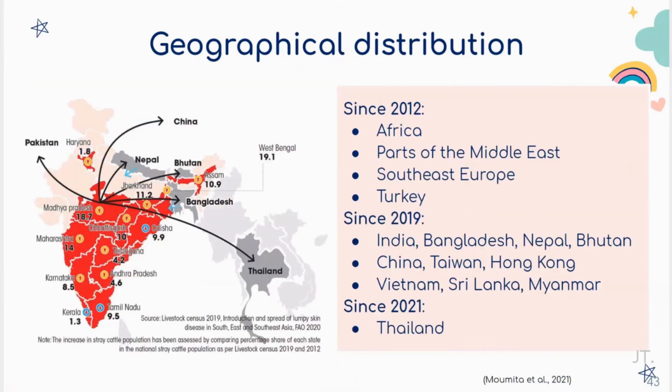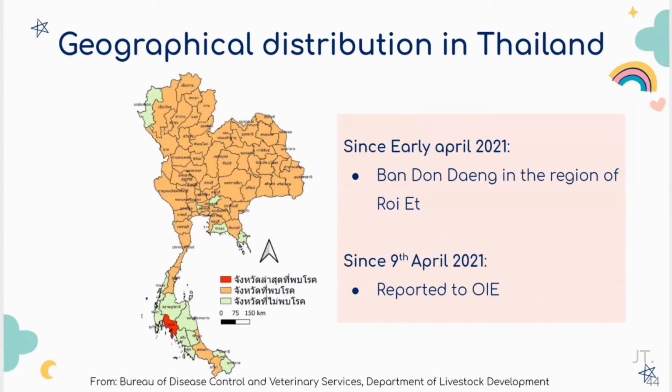Lumpy skin disease is endemic in most African countries. Since 2012, it has spread rapidly through the Middle East and Southeast Europe. In 2019, lumpy skin disease was first reported in Asia and the Pacific region, for example Northwest China, Bangladesh, and India. During the northern summer of 2020, lumpy skin disease continued its spread across continental Asia, with many members in South and Southeast Asia confirming outbreaks. And right now, lumpy skin disease is a new emerging disease for Thailand. The first outbreak was seen in early April 2021 in Ban Don Dae, Sansuk sub-district, Phnom Penh district, Loei.